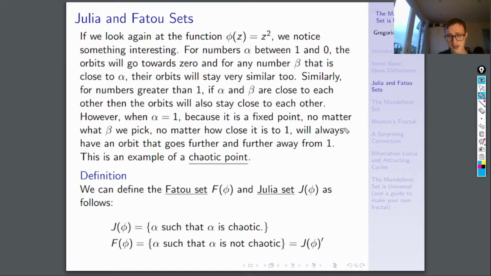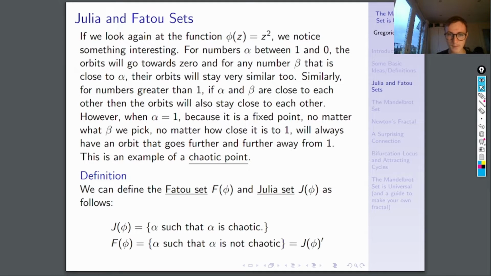So the Julia set studies at what points small changes in the input lead to drastic changes in the behavior of the function. And the Fatou set is obviously everything else. So small changes in the input also lead to small changes in the function.